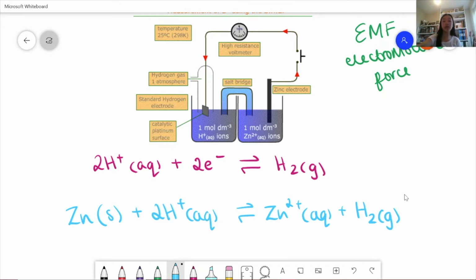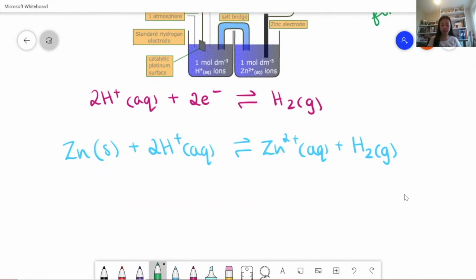If we wanted to write out the conventional cell representation, it would look like this. So we would have the thing that is being oxidized on the left. So that means we have the reducing agent on the left. So zinc is the reducing agent because we're giving away the electrons. And so we would have the zinc half cell on the left. So we would have zinc, the solid, on the outside because that has the smaller oxidation state. And then we have Zn2+ in the middle because it's got a higher oxidation number.